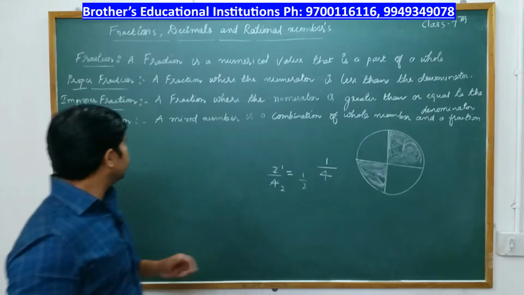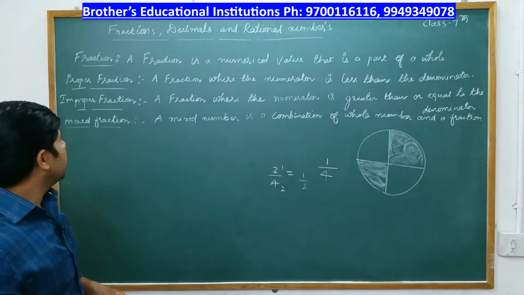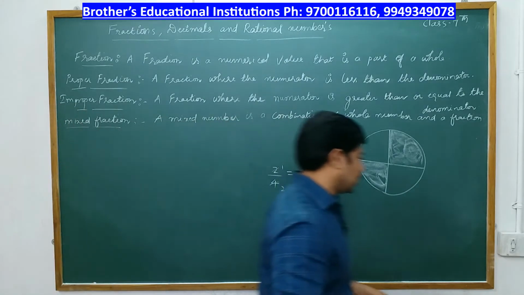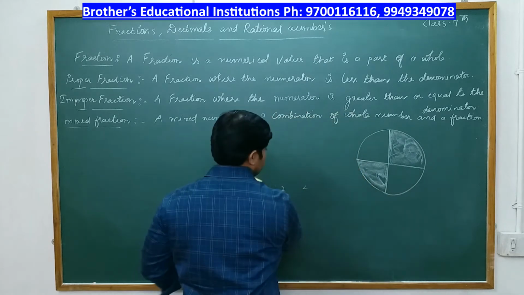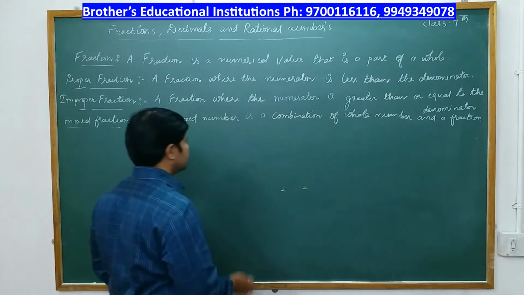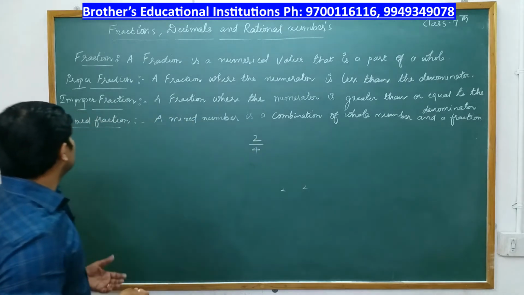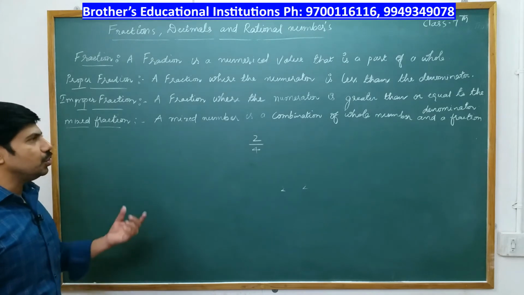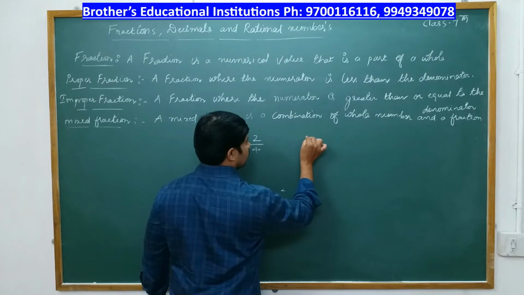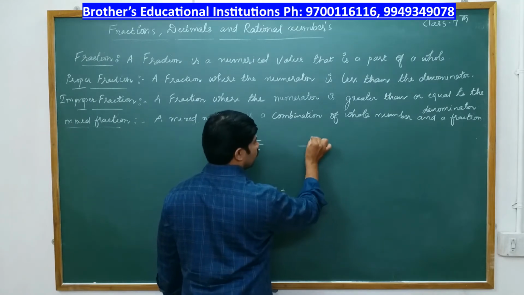After this, we have the proper fraction. What is a proper fraction? A fraction where the numerator is less than the denominator. For example, just now we have given 2 by 4. What is this 2 by 4? 2 by 4 is a proper fraction because the numerator is less than the denominator. We can give different examples. For the denominator you can write any number, but see that the numerator is less.